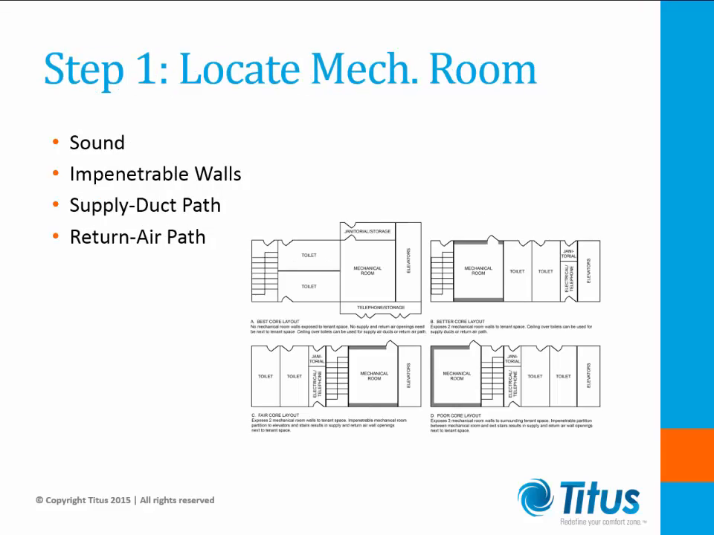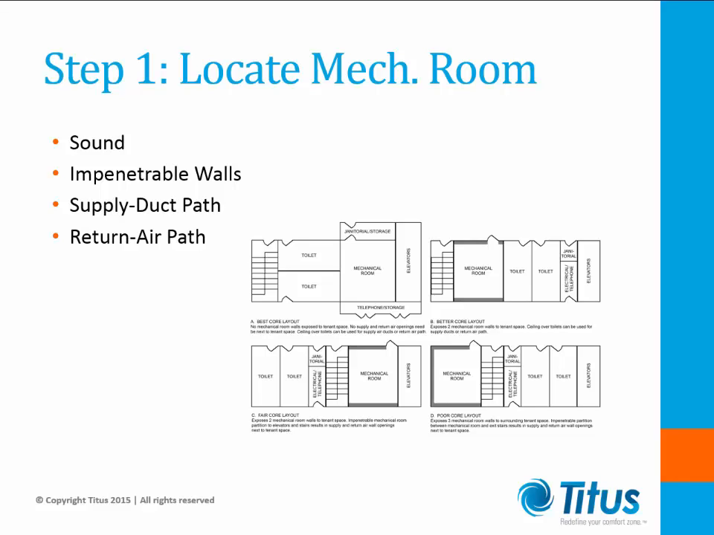In Step 1, you locate the mechanical room or air handling equipment. ASHRAE provides guidance for best, better, fair, and poor layouts. ASHRAE suggests balancing supply and return air paths with sound isolation. Their best configuration has the mechanical room located between elevators, toilets, and storage rooms. You can see it on the upper left.